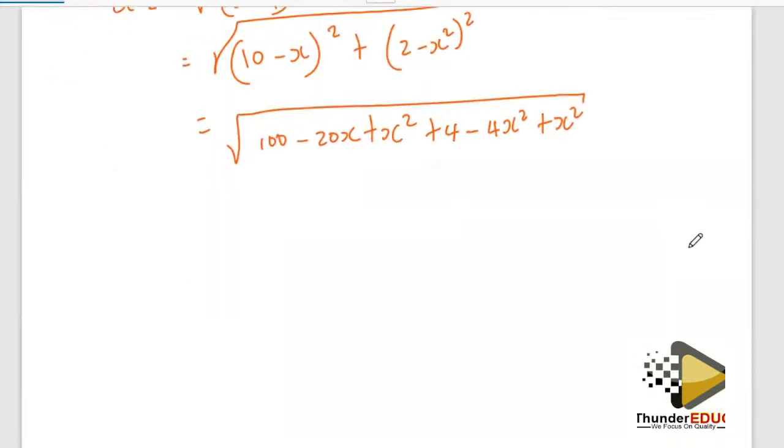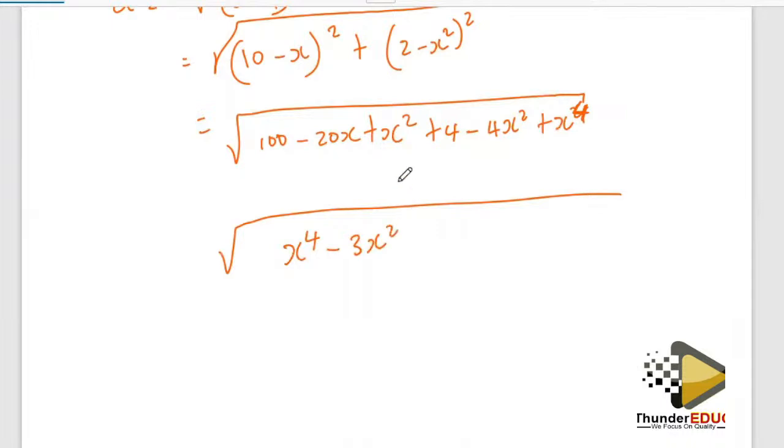I can group everything and collect the like terms. Why am I having x squared 3? This is x to the 4. So it's going to be x to the 4. This and that, I'm getting negative 3x squared. Then I'm having a negative 20x. Then I have 104. That is my distance.